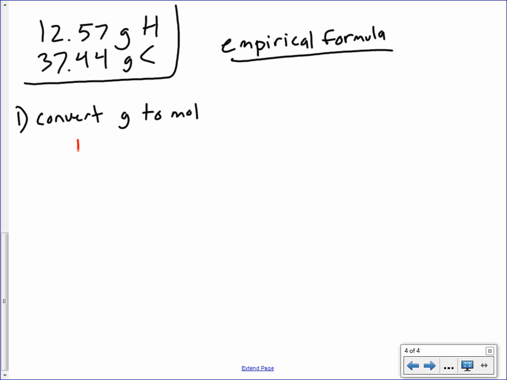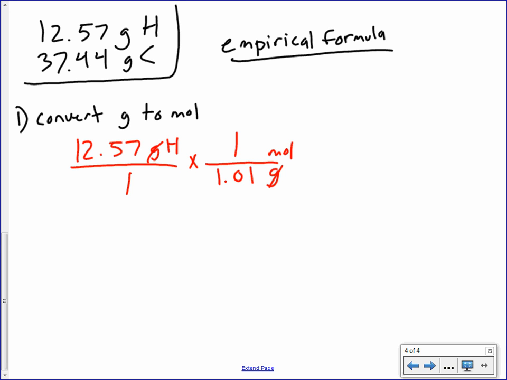All right? So let's say we have 12.57 grams of hydrogen. You guys should be pros at this by now. We're converting grams to moles. All right. In 1 mole of hydrogen, there are 1.01 grams, which means that we have a lot of hydrogen.